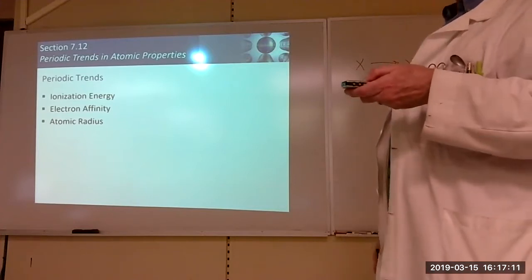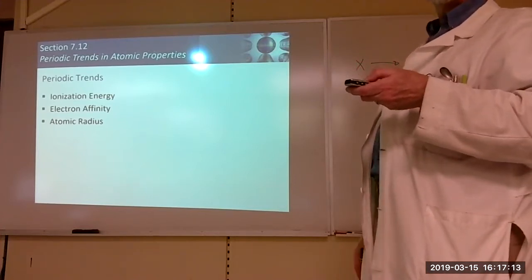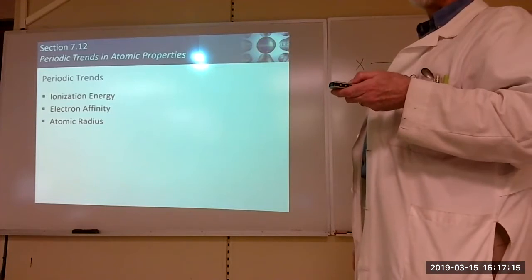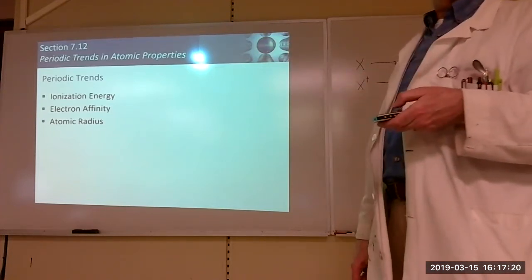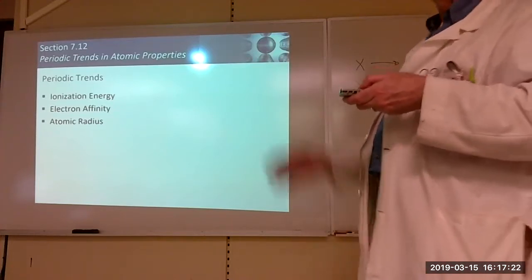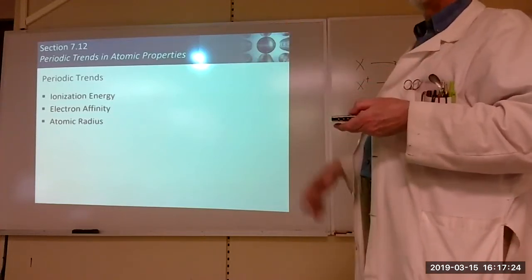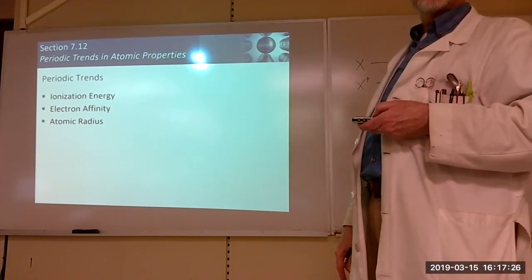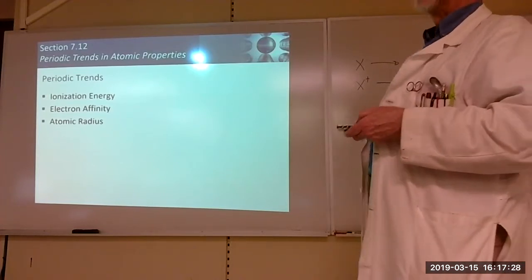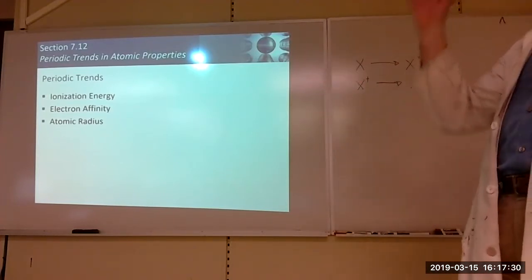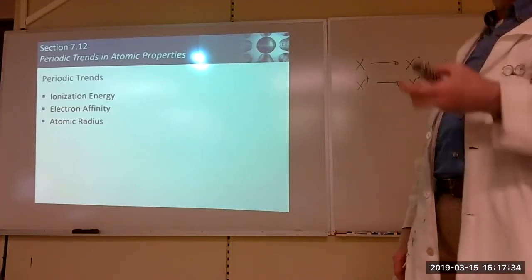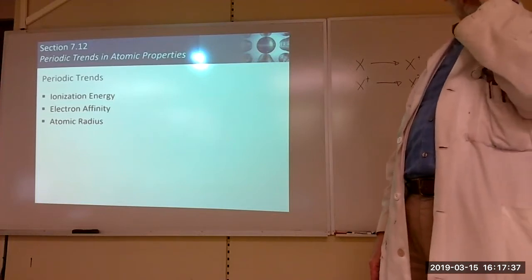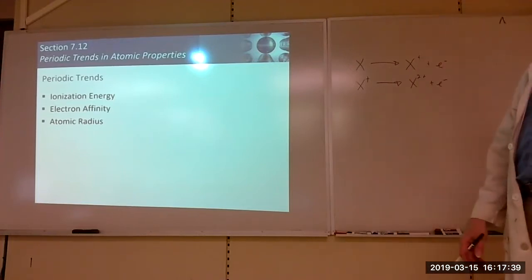Now, that's from bottom to top, it increases. Ionization energy from left to right increases. It takes more energy as you go from left to right to remove an electron. So the trend for the whole table is from lower left to upper right, ionization energy increases. Okay?